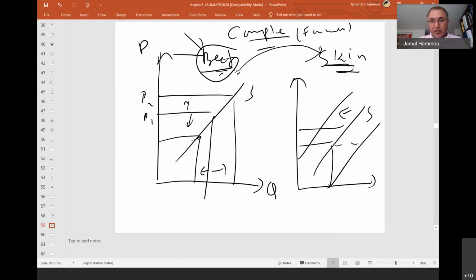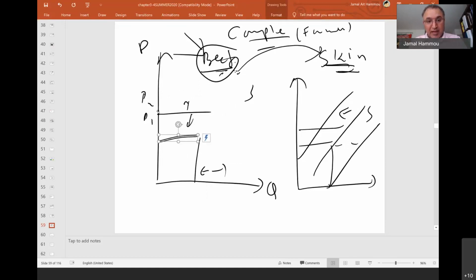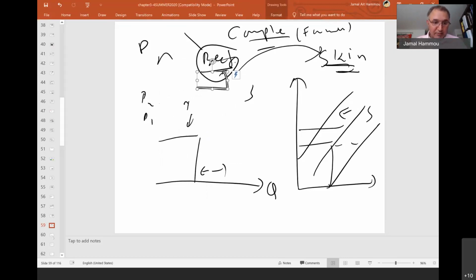Okay, that's what related goods in production are. One thing I want to be sure of: anytime you talk about complement products, you have to define whether it is complement in consumption or complement in production. If they are complements in consumption, you're talking about the demand side. If they are complements in production, you're talking about the supply side. Okay, so that's the difference. You have to be careful.